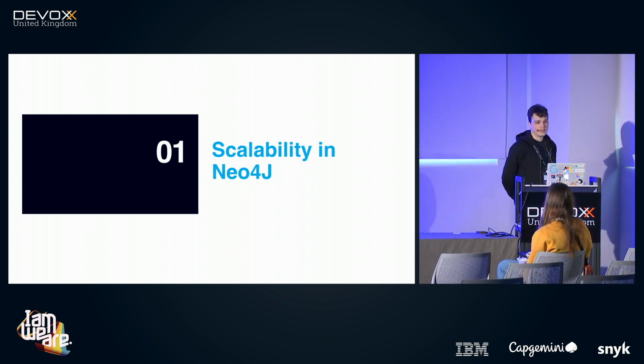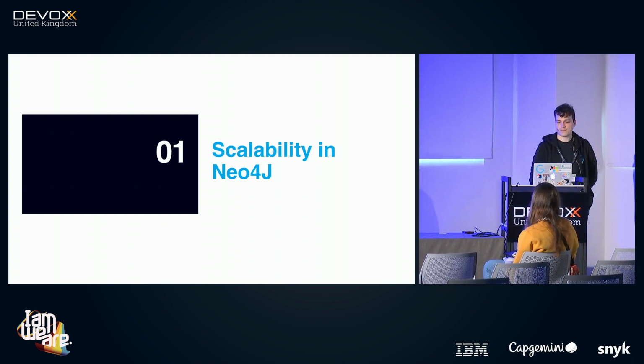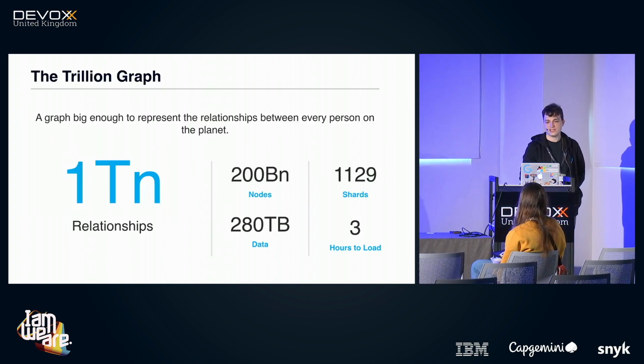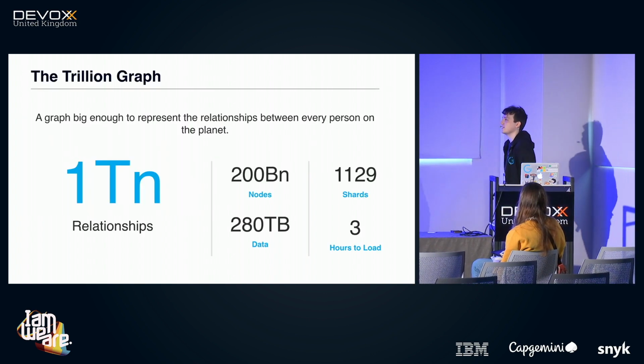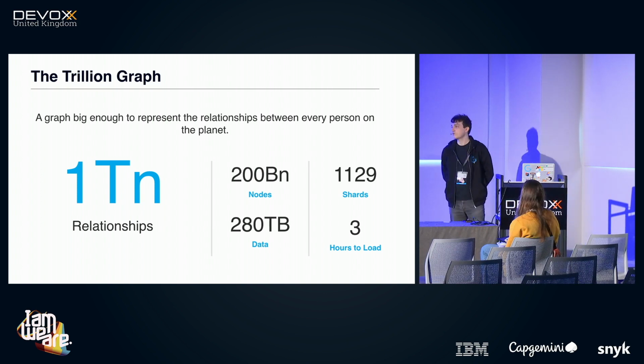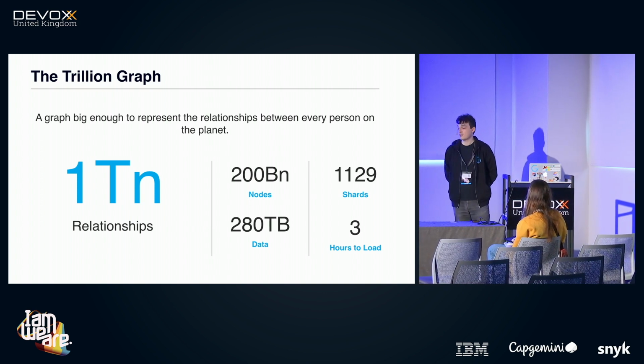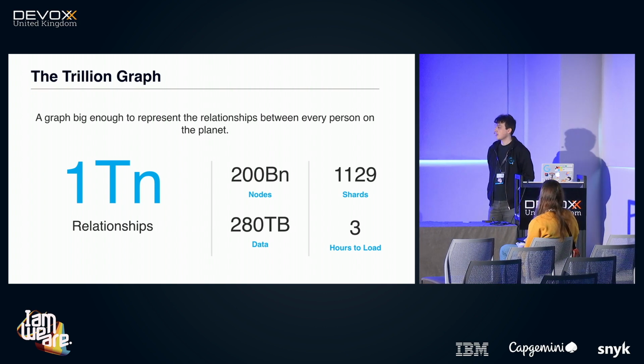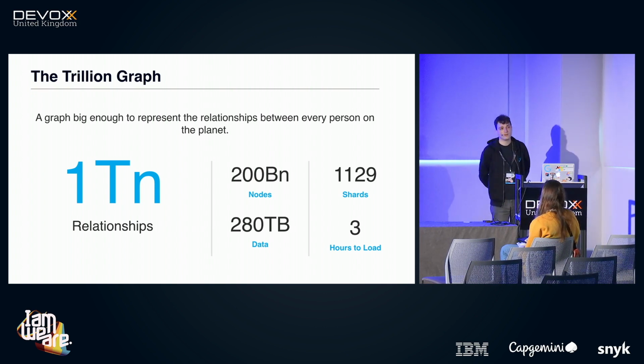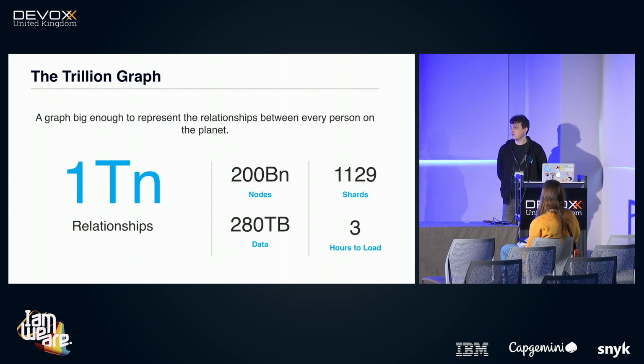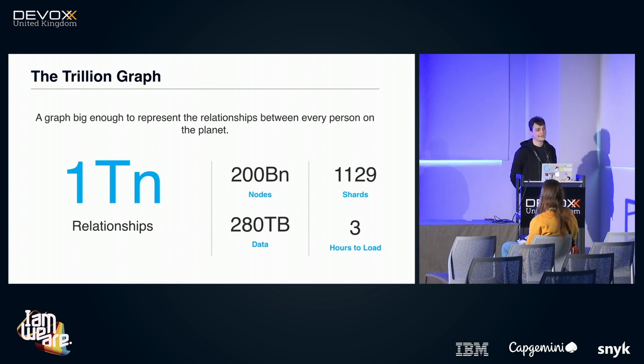But a couple of years ago, they released something called Neo4j Fabric, and Fabric allowed them to recently demonstrate the trillion graph, which is a graph containing over 1 trillion relationships. It took them over 3 hours to load it and covered 280 terabytes of data. That's pretty good. We only had 500 gigabytes to load, and we had 24 hours to do it, so it seems like it should be easy enough.